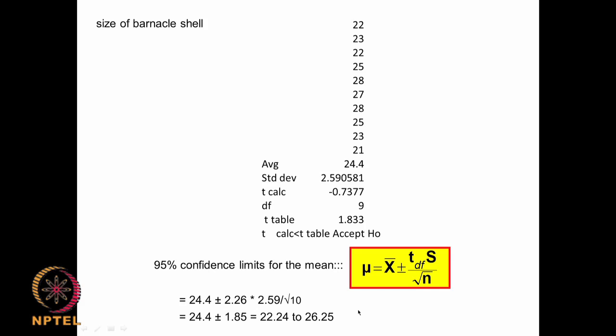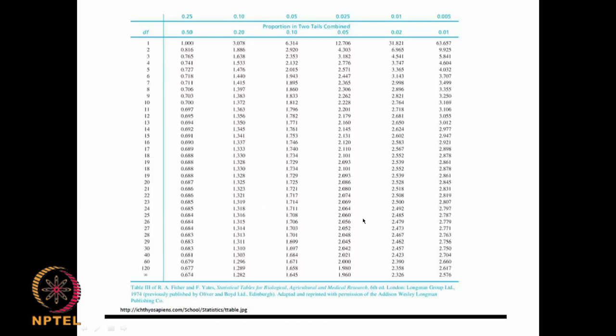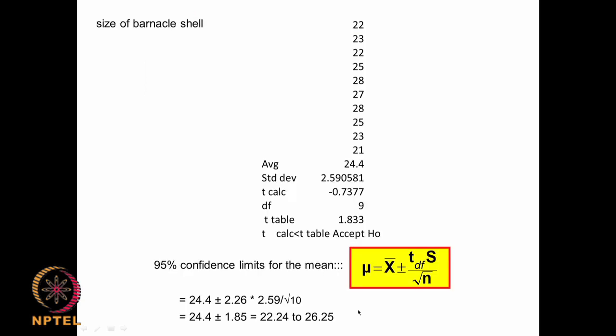For 9 degrees of freedom, there is a T table here. I want you to look here for 95%: this is a two tail test and the top one is a single tail test. In our problem we are talking about a single tail test because we want to know whether these South Indian barnacles are of smaller size. So, for 9 degrees of freedom you read out 0.05 here, and you get 1.833. So, T table is 1.833, and the T calculated is minus 0.737.